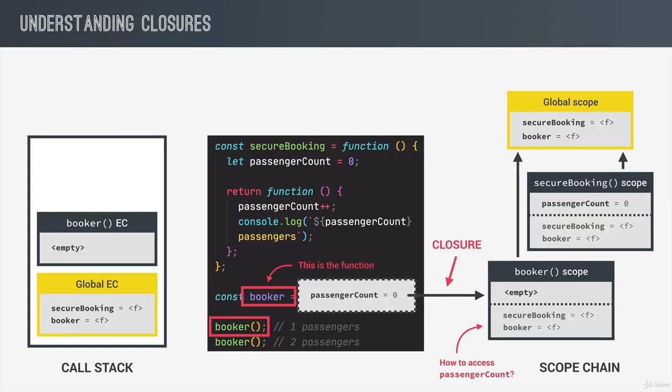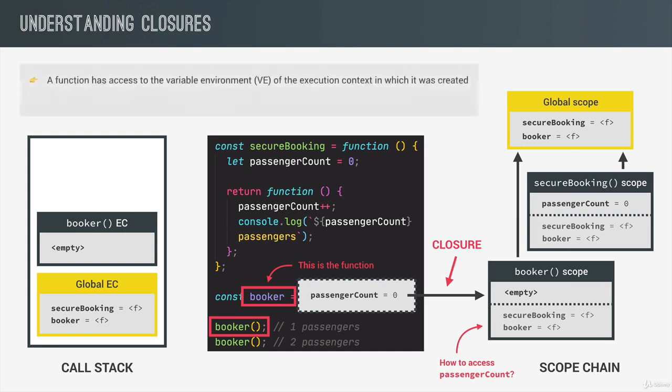So let's say all that again to make this really clear. So a function always has access to the variable environment of the execution context in which it was created, even after that execution context is gone. And this last part is really important. The closure is then basically this variable environment attached to the function, exactly as it was at the time and place that the function was created. And this probably still sounds confusing, but don't worry, I have some more familiar analogies in the next slide.